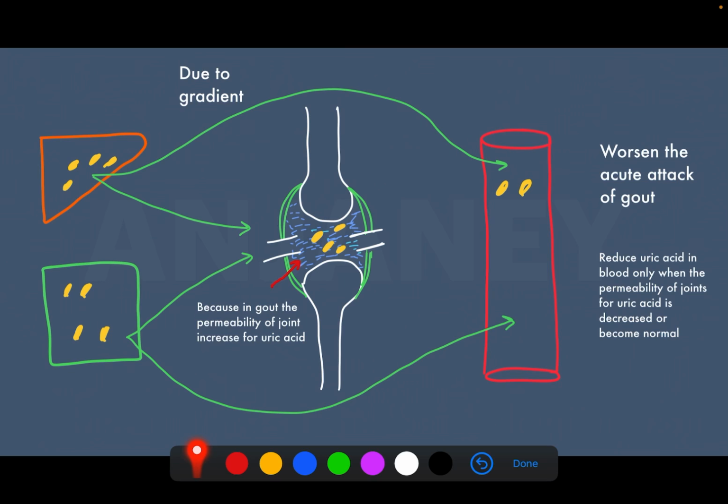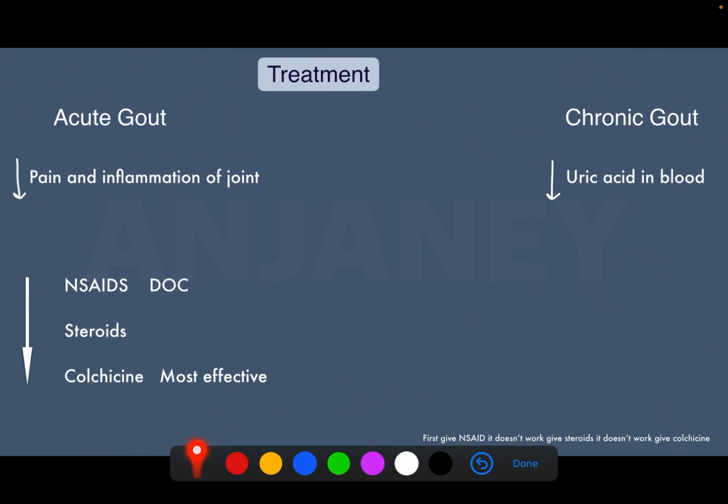So what we do is first treat this inflammation over here and then try to reduce uric acid in the blood. When will you reduce it? When the permeability is restored, when the joint is not permeable for uric acid, at that time you go and reduce uric acid in acute gout, right? Done. So now, treatment of acute gout.